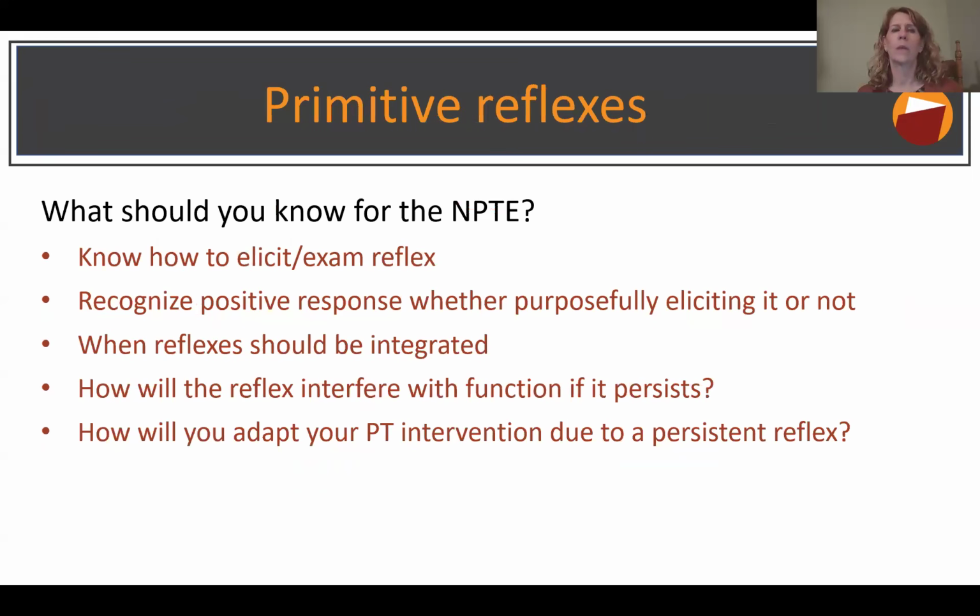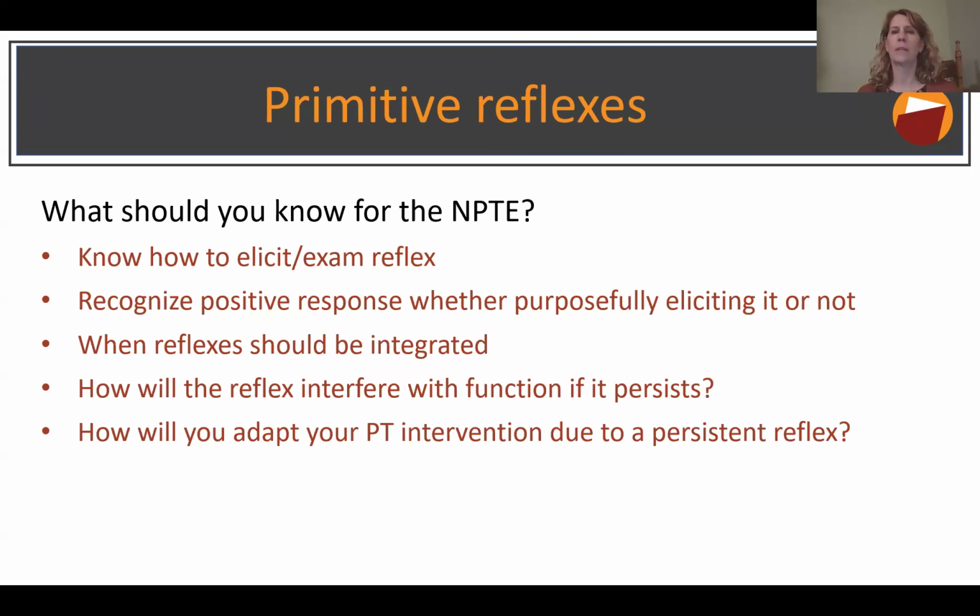All right, so what do you need to know for the MPTE? It's very unlikely for you to get a question that says, what's an ATNR? That's not really going to be the question. At first, you need to know what the reflex is, how to elicit it and how to examine it, and what would be a positive response. But it's going to be more of, a patient's presenting in this way, what reflex might still be at play? Or the patient has this reflex, what's it going to interfere with, or how are you going to change your treatment because they have it? That's going to be more of the question that you're going to see.